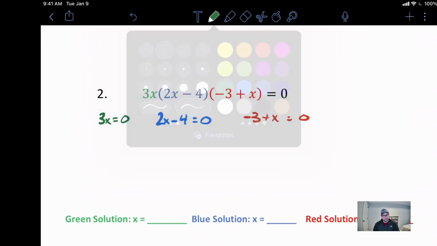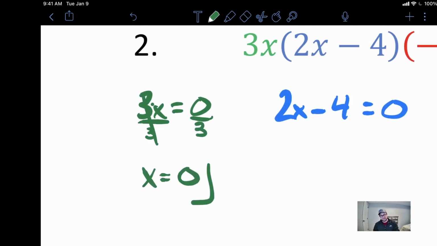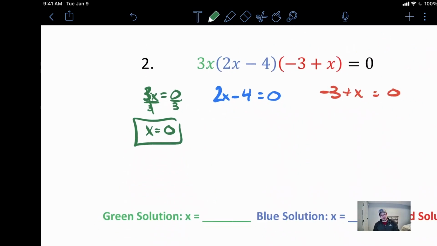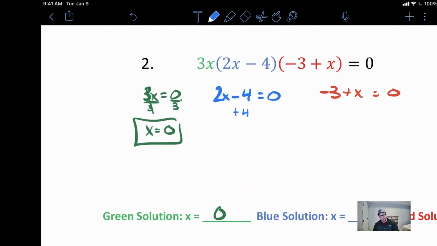To solve the green one, since 3 is hooked on by multiplication, we're going to divide to get rid of it. 0 divided by 3 is 0. So that will be our green solution, x equals 0. Then we go to the blue portion. To solve this, we would start by adding 4 to each side. That would make these two cancel off, so I'll be left with 2x is equal to a positive 4, and then I would divide off the 2 and divide off the 2, which would leave me with x equals 2.